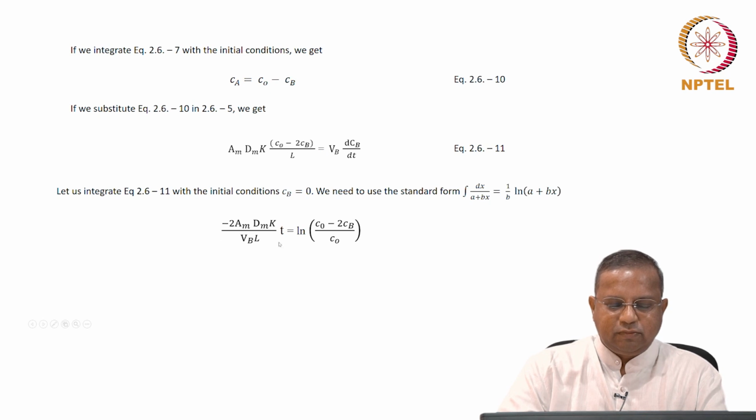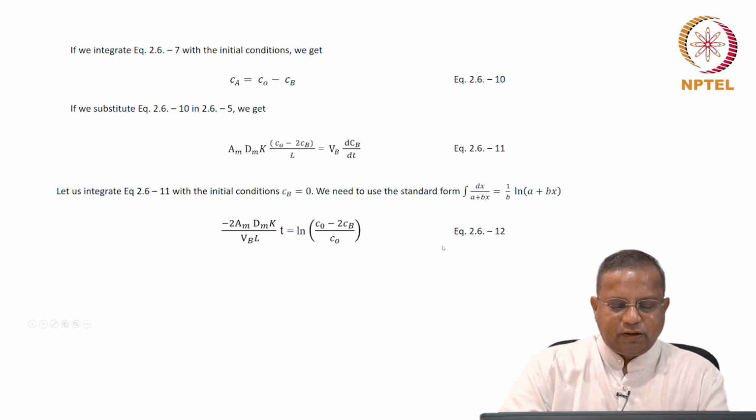You could probably write down the steps and check. This is the integral of the equation. You take this to the other side, Vb comes here, dt comes here, and this is the solution. Okay. Why don't you write it down and check? You will be able to figure that out. We will call the solution 2.6-12.